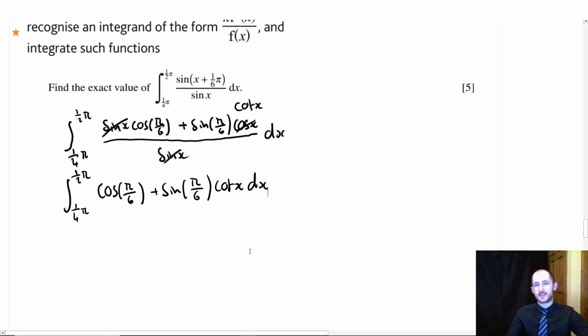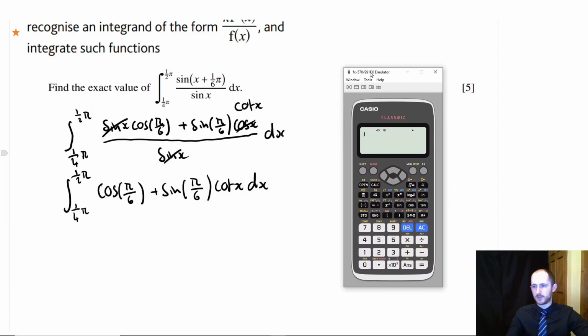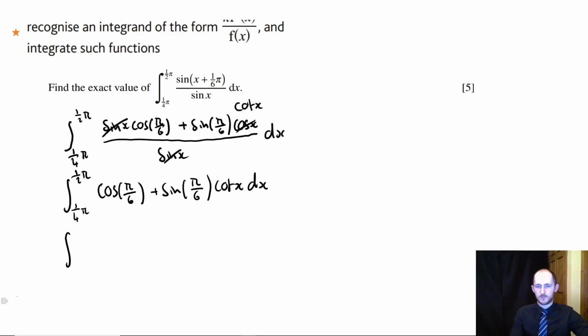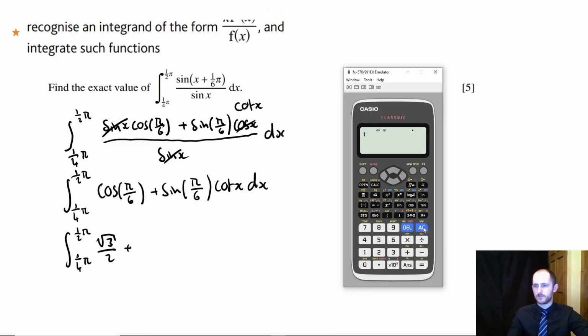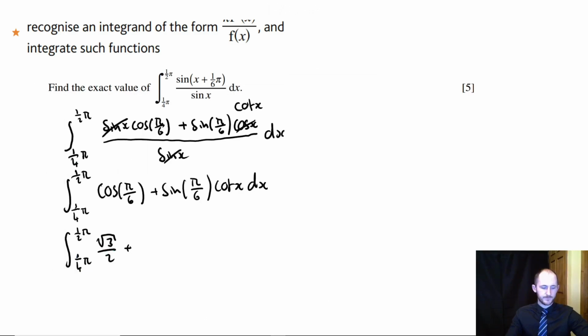Now, here's where things get a bit spicy. What we could do is work out the values of sine pi over 6 and cos pi over 6. So again, if you are using a calculator, you can just use this. So cos pi over 6 is root 3 over 2, and do the same thing for sine. Sine pi over 6 is a half, right?